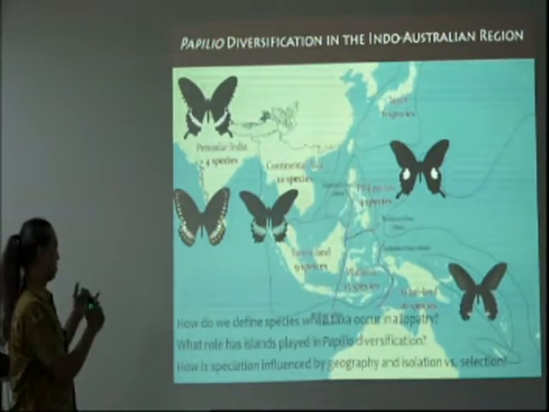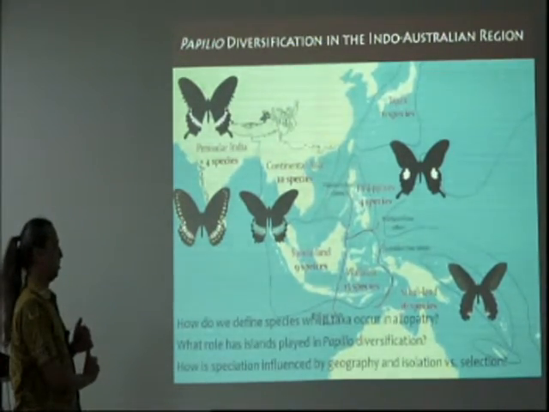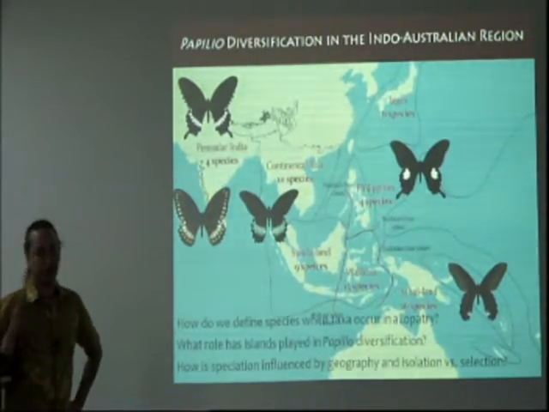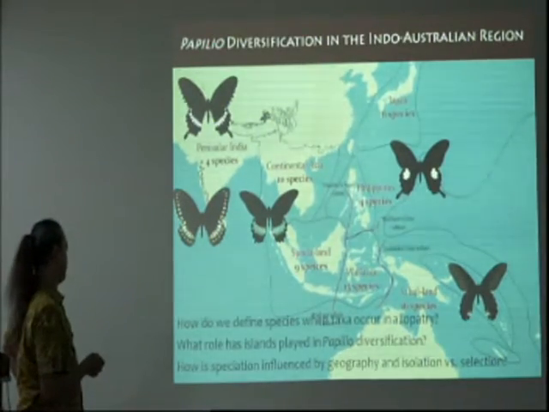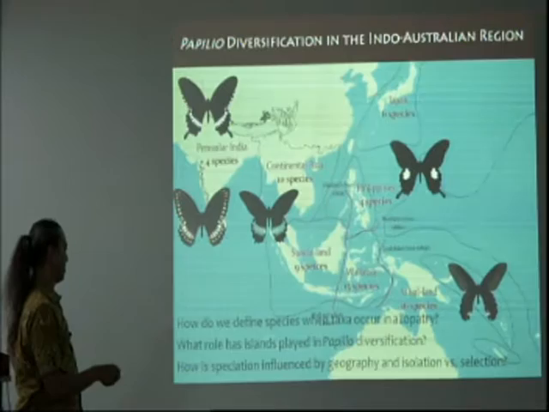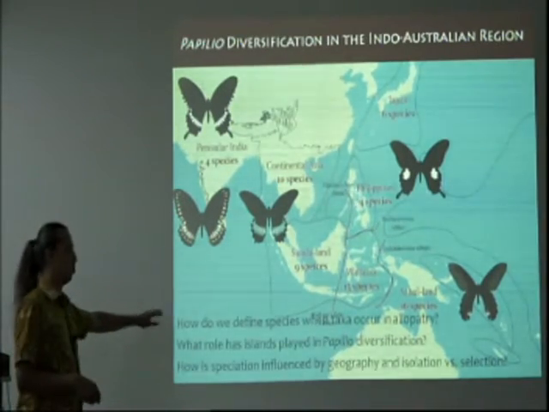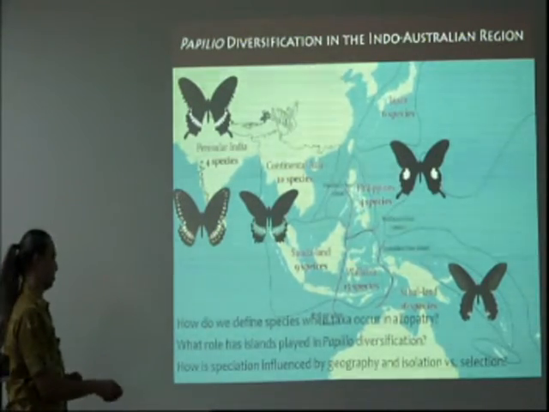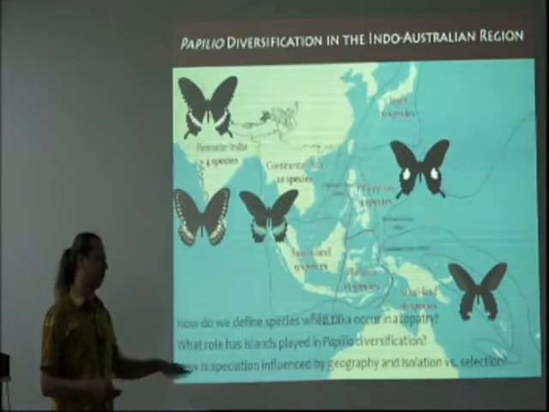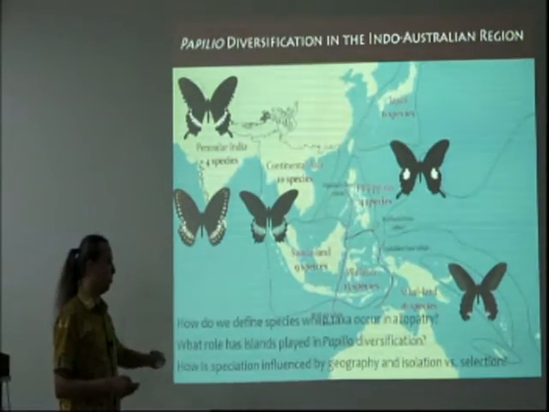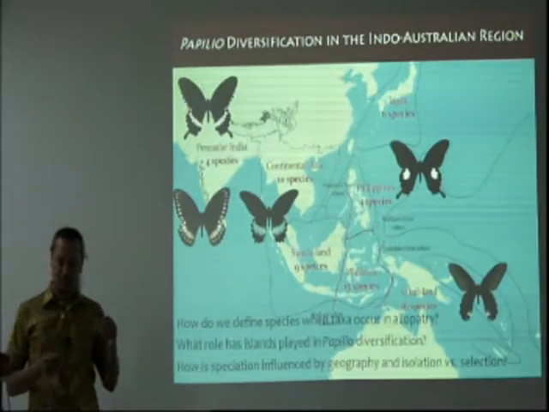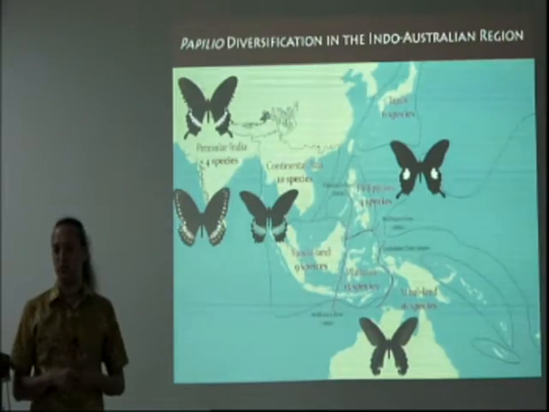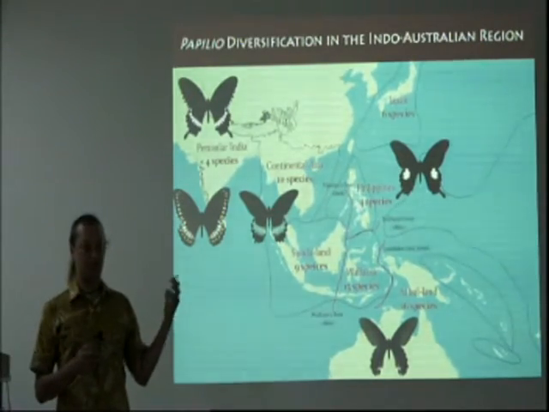So, what we wanted to know: how many species do we really have, species as defined by some current norms in taxonomy and molecular systematics? What role have islands played in Papilio diversification? This is more evolutionary, and the first is much more taxonomic. How is speciation influenced by geography and isolation versus selection? So we have two very interesting evolutionary questions in which a lot of biologists are interested right now, and we decided to address these two questions with the help of the phylogeny that we can produce.